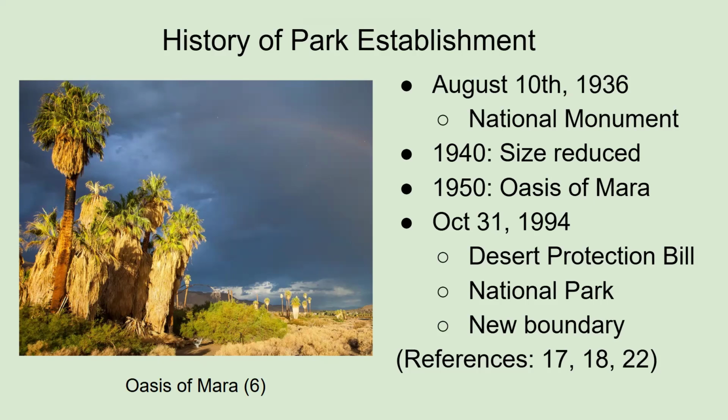This bill drew a new boundary that followed natural features instead of survey lines, providing better resource protection and easier boundary identification, monitoring, and habitat for bighorn sheep.